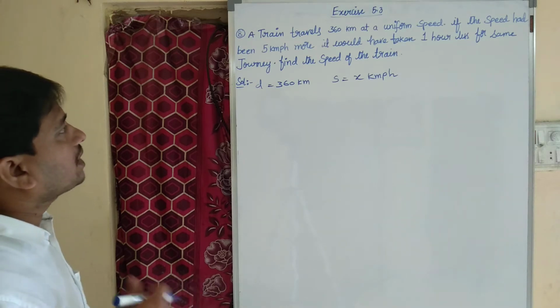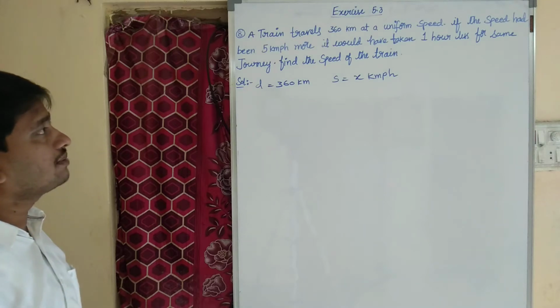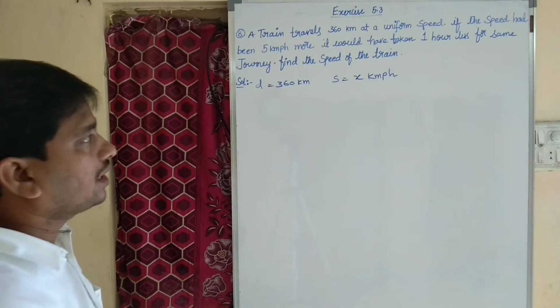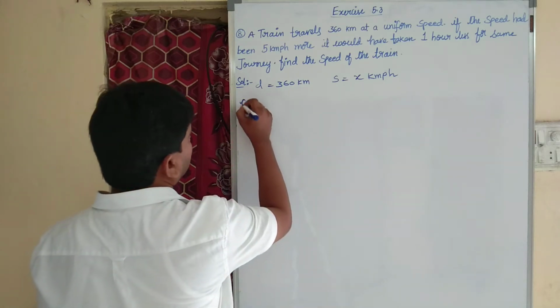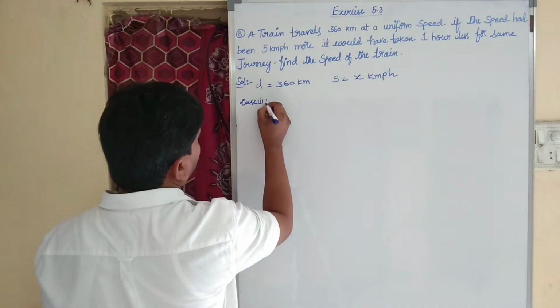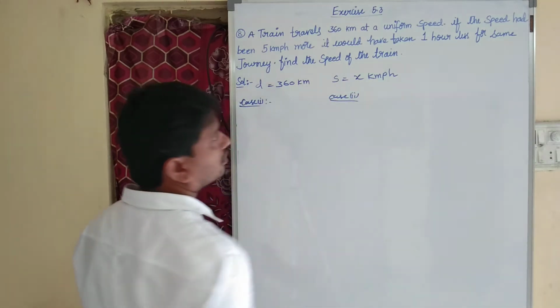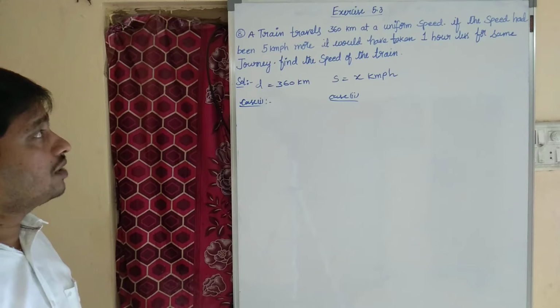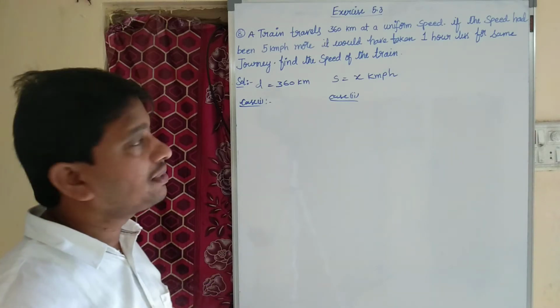If the speed had been 5 km per hour more, it would have taken 1 hour less for the same journey. Okay. Now we have two conditions here, two cases: case 1 and case 2. If the speed had been 5 km per hour more, it would have taken 1 hour less for the same journey. Time is 1 hour less.